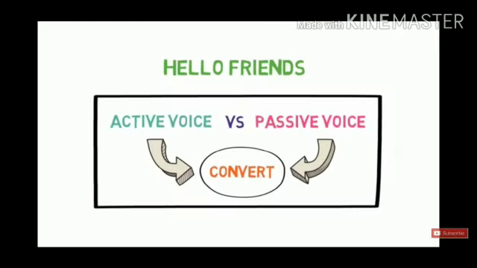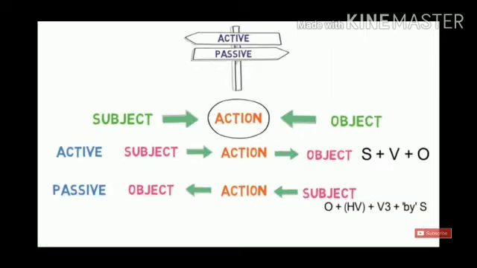In this part, we are going to see how to convert active voice to passive voice. In the last video, we saw the introduction and identification of active voice and passive voice. There are two ways in which we can describe an action performed by the subject in relation to the object.